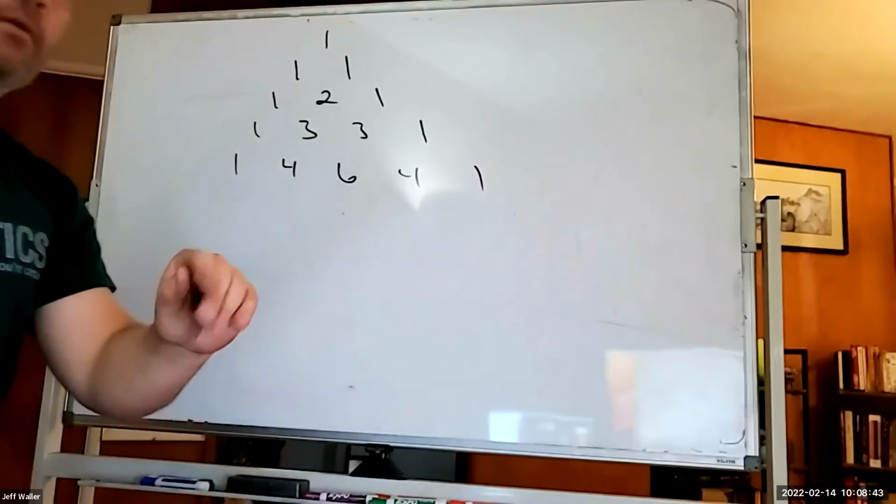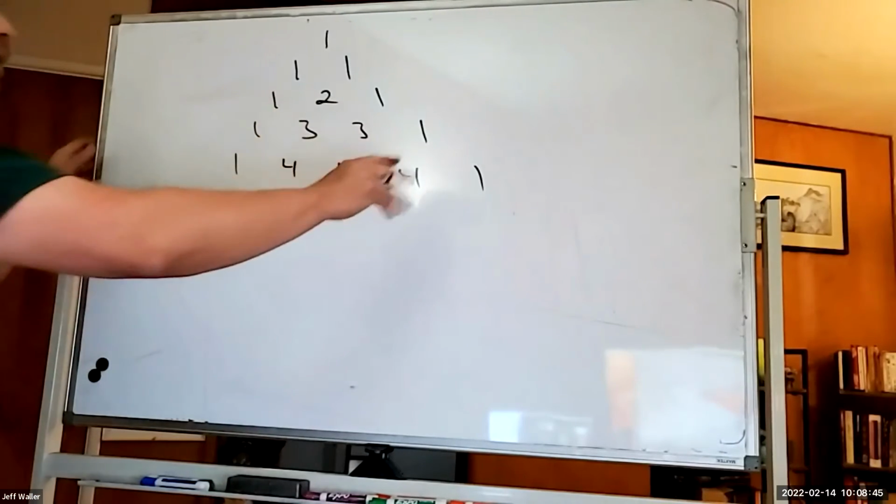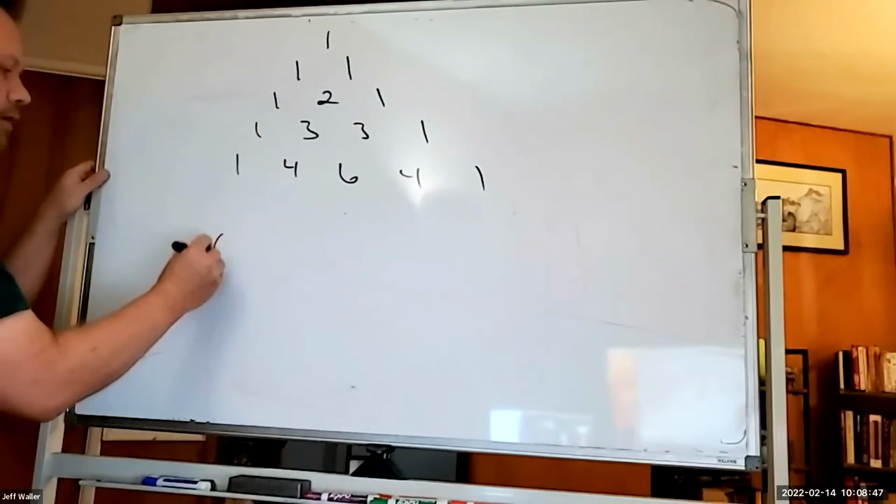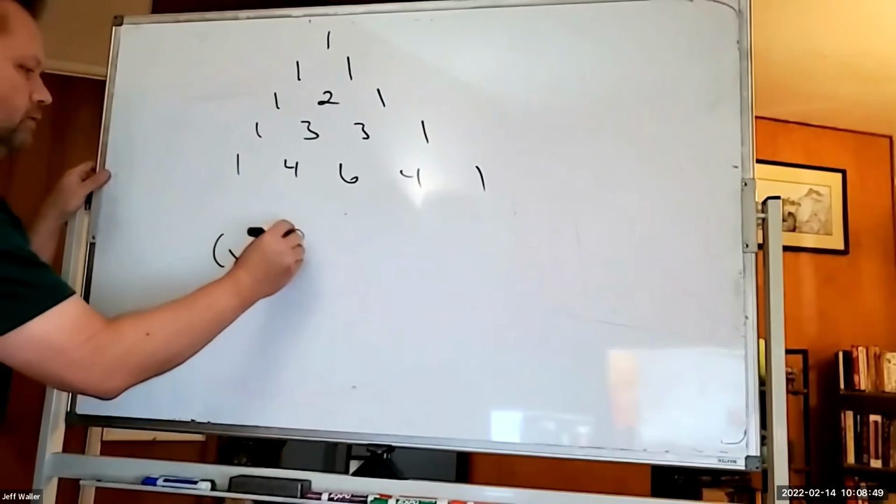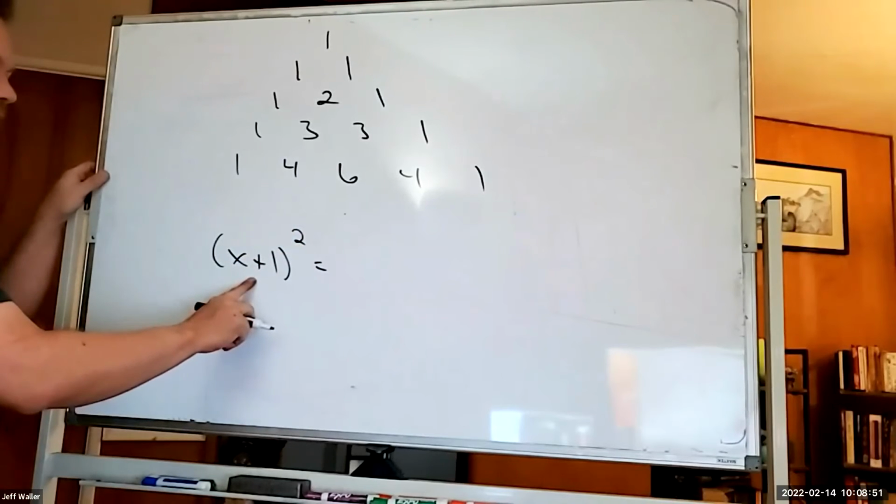Now, Pascal's triangle. Real quick, this is so cool. What do you get when you do this? What do you get when you square this? You can do it.